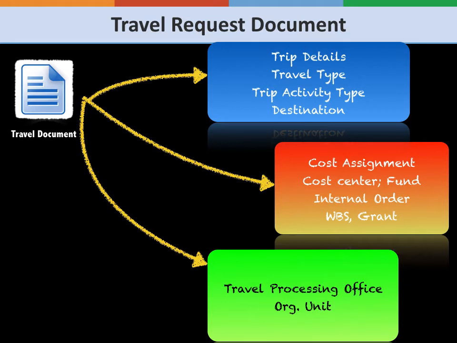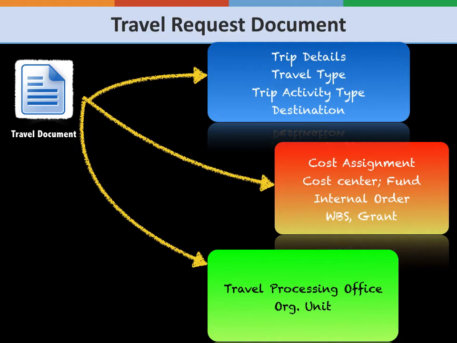The trip component has the trip details and travel type and trip activity type and the destination and the whole itinerary component. And the cost distribution of the travel, or who is actually going to be paying for the travel, is maintained in the cost assignment. And again, since travel is a requisition document, the cost assignment can be one specific cost center or a set of cost centers. And also remember, in travel, the cost assignment division, or if there are two cost centers, the division is based on the travel document as a whole.